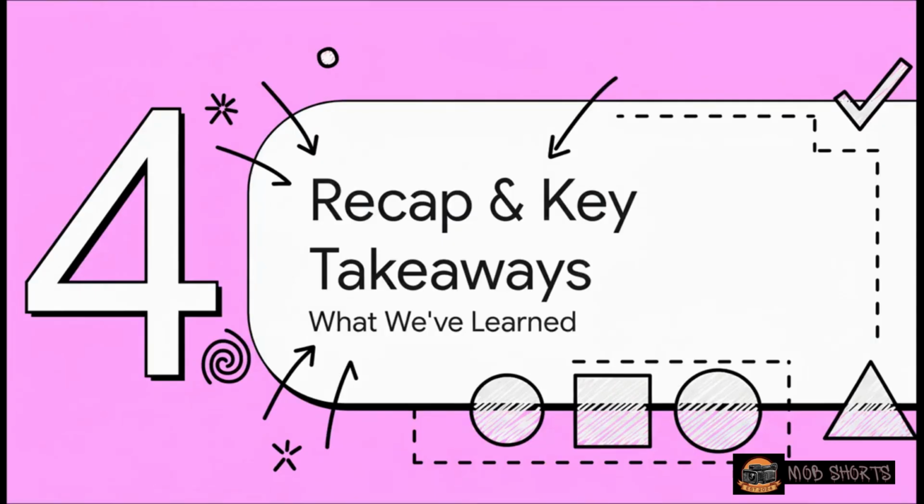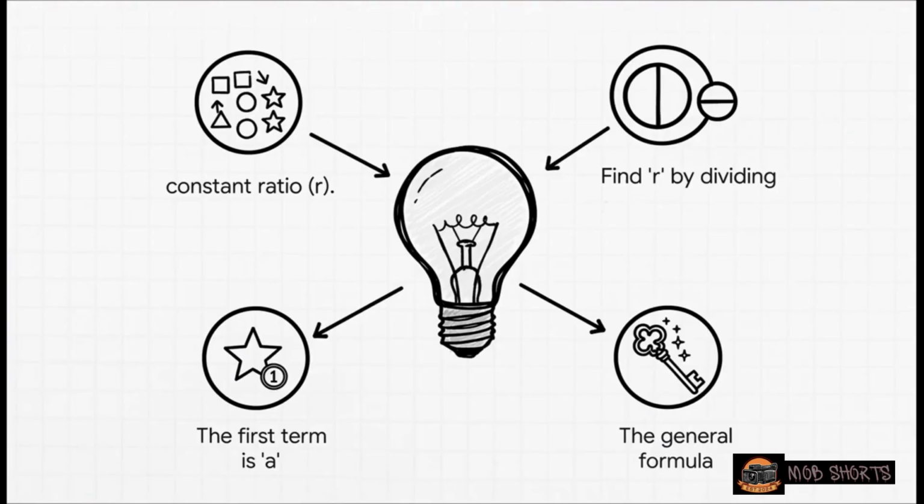Okay, let's do a super quick recap of the most important takeaways from all of this, just to lock it all in. So, what are the absolute must-knows? First, every geometric sequence has a constant ratio, r. It's its DNA. Second, you find that r with a simple division, any term divided by the one before it. Third, the first term is always called a. And finally, that master key that ties it all together is the general formula. T sub n equals a times r to the power of n minus 1.